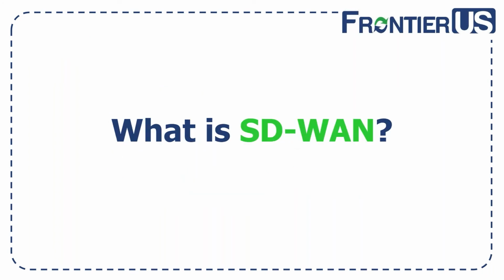With that being said, what is SD-WAN? First, SD-WAN is an acronym for Software Defined Wide Area Network. And it's a virtual WAN architecture that allows enterprises to leverage any combination of transport services. These could be MPLS, LTE, VSAT, broadband, DSL. If it's IP-based, you name it, it can be used.